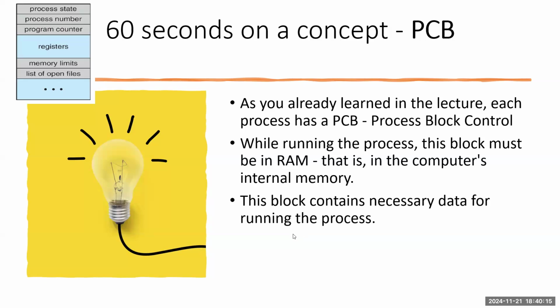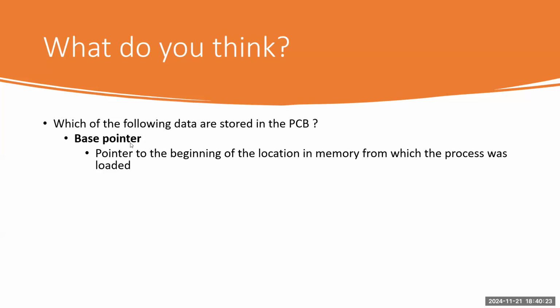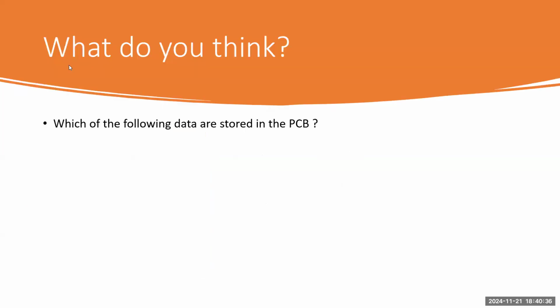This block contains necessary data for the running process. What do you think? Which of the following data is stored in the PCB? The base pointer, is that stored in the PCB? What is the base pointer? It's a pointer to the beginning of the location in memory from which the process was loaded. Is that in the PCB? Well, we go back. Memory limits. That's a memory limit. So yes. The base pointer is the beginning of the memory.